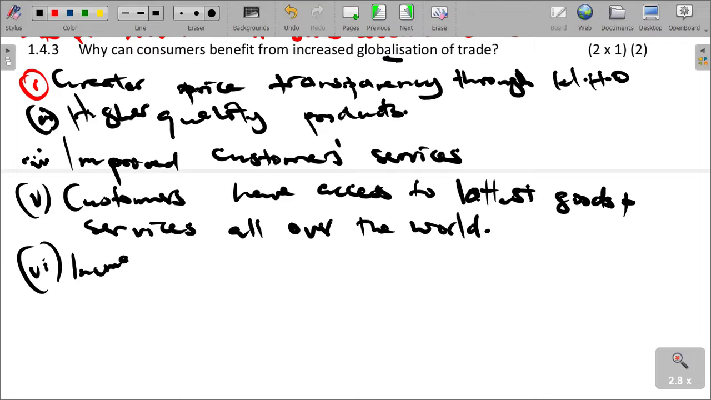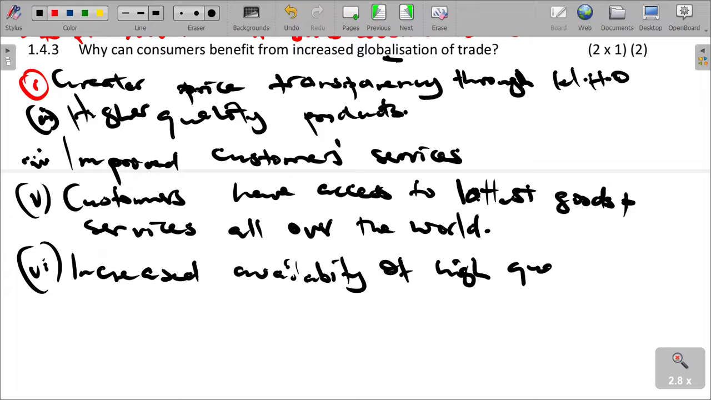Increased availability of high quality specialized goods can also be made because of globalization, as you can see there.